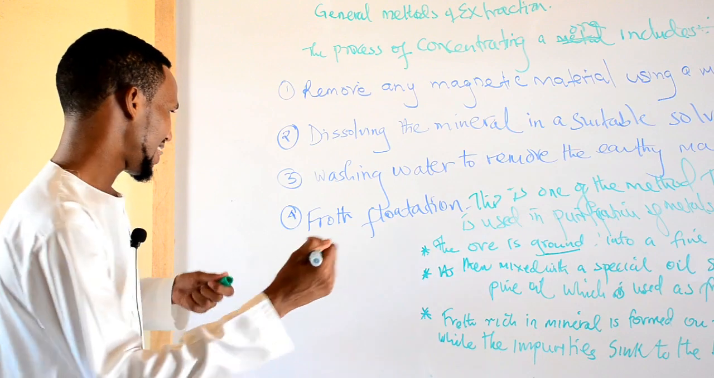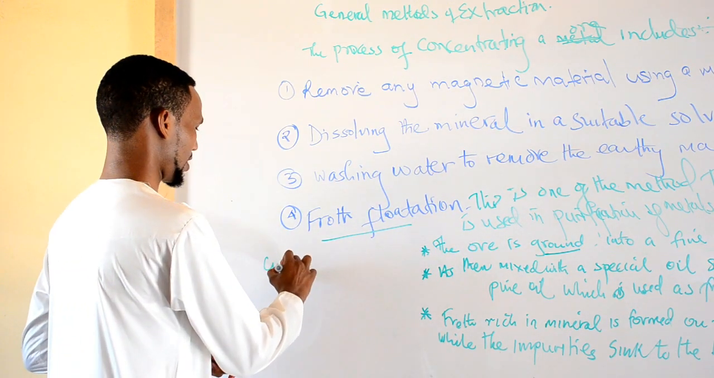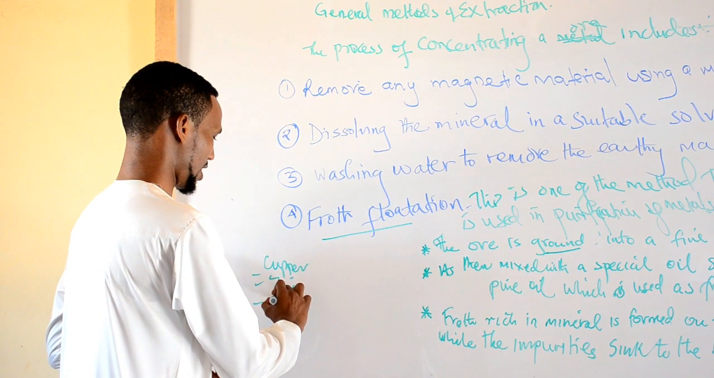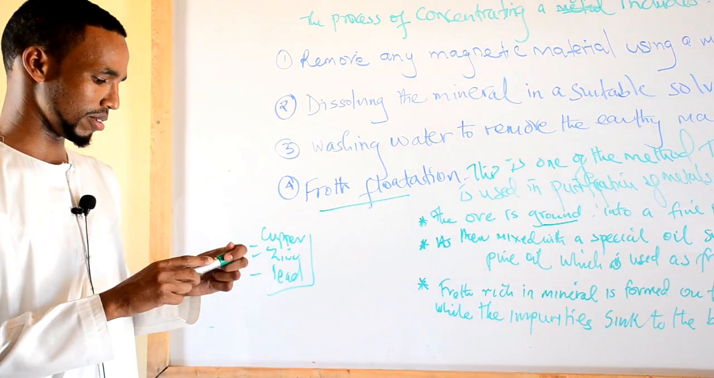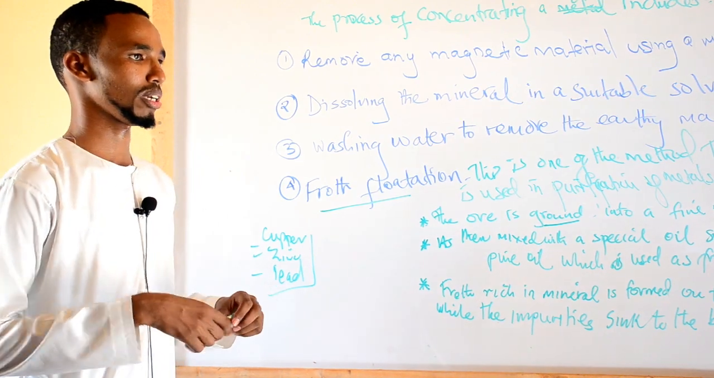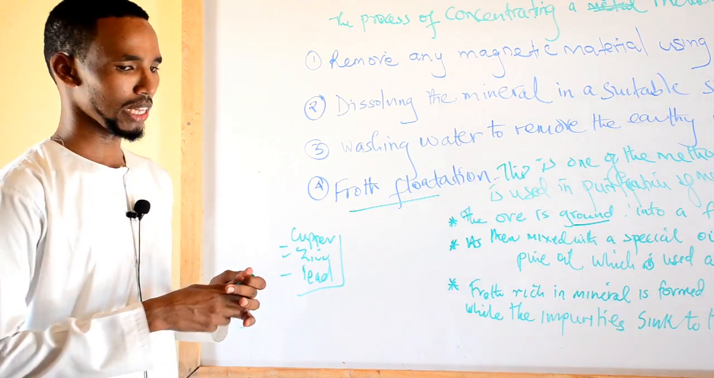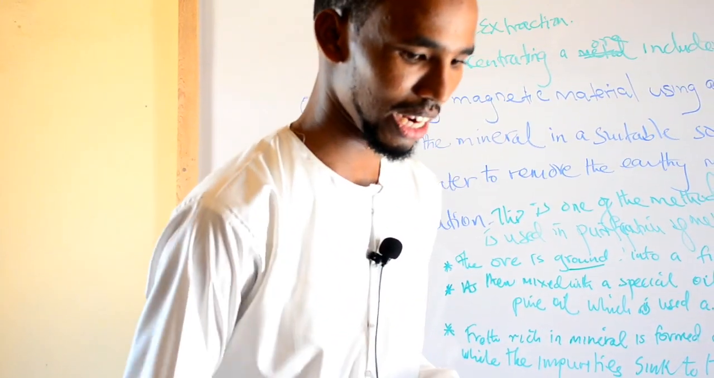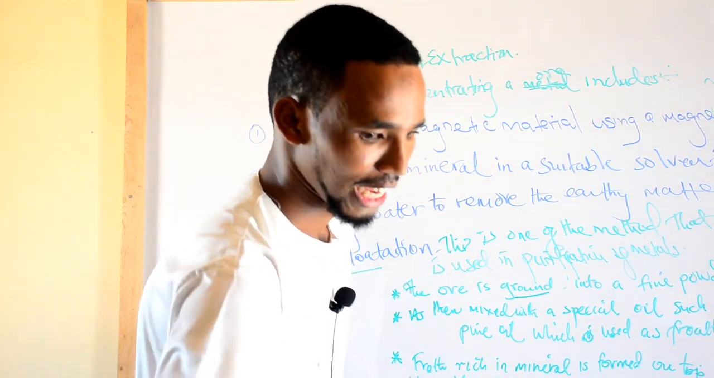So froth flotation, for metals like copper, zinc, then lead. This is a process that we normally use. Froth flotation is the most commonly used way of purifying metals. Now, let's go to the next one.